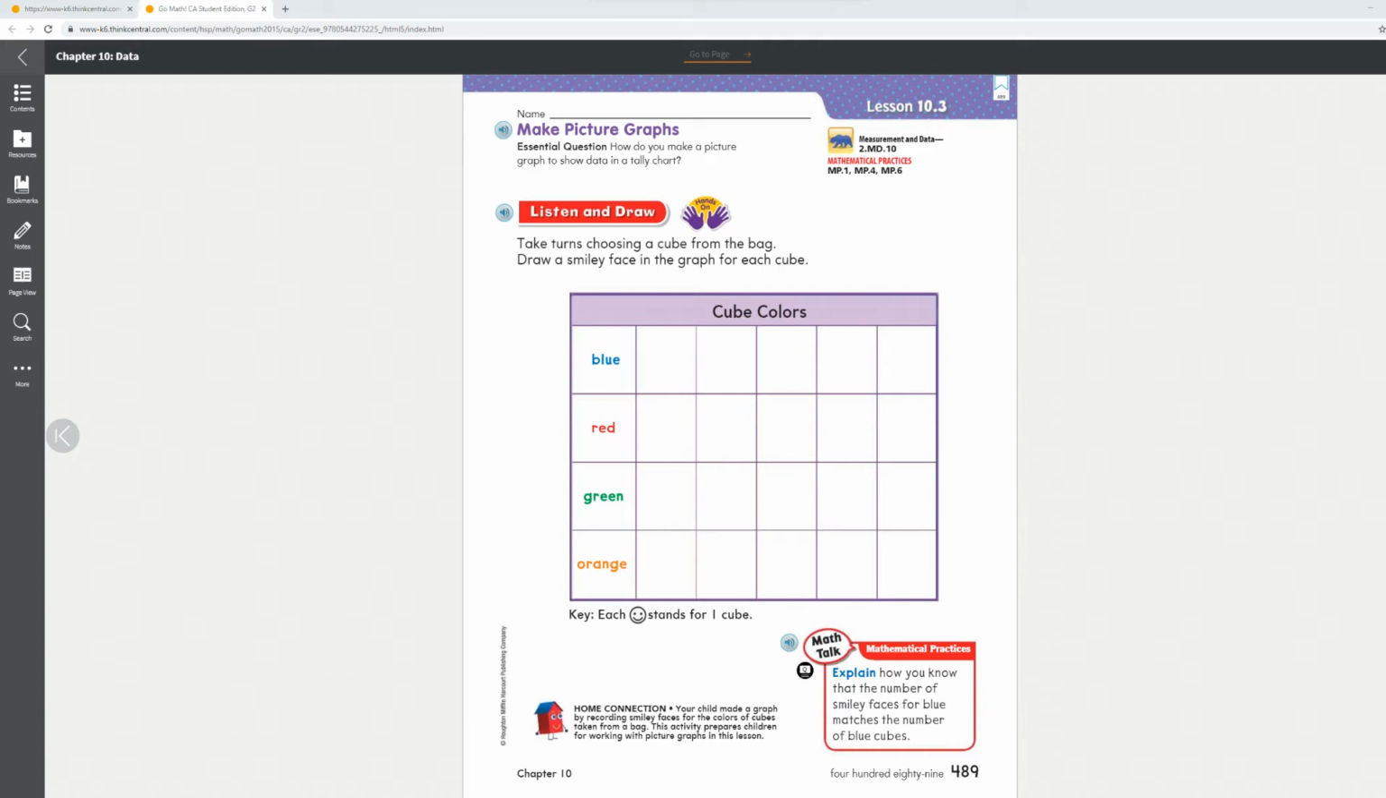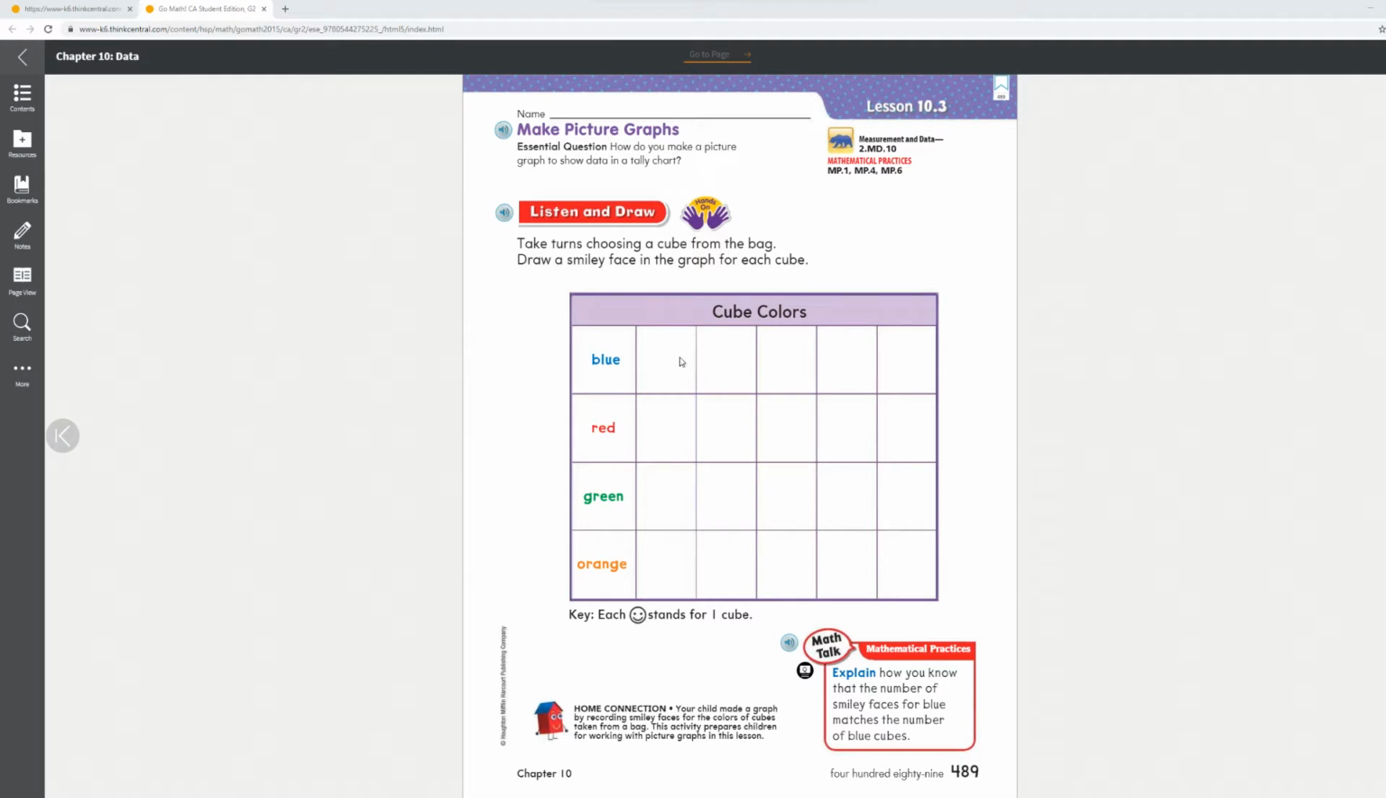In this video, we will be working on Chapter 10, Section 3. Let's start on page 489. Make picture graphs. How do you make a picture graph to show data in a tally chart? So this question is saying, how do you make a picture graph? So think back to the last lesson.